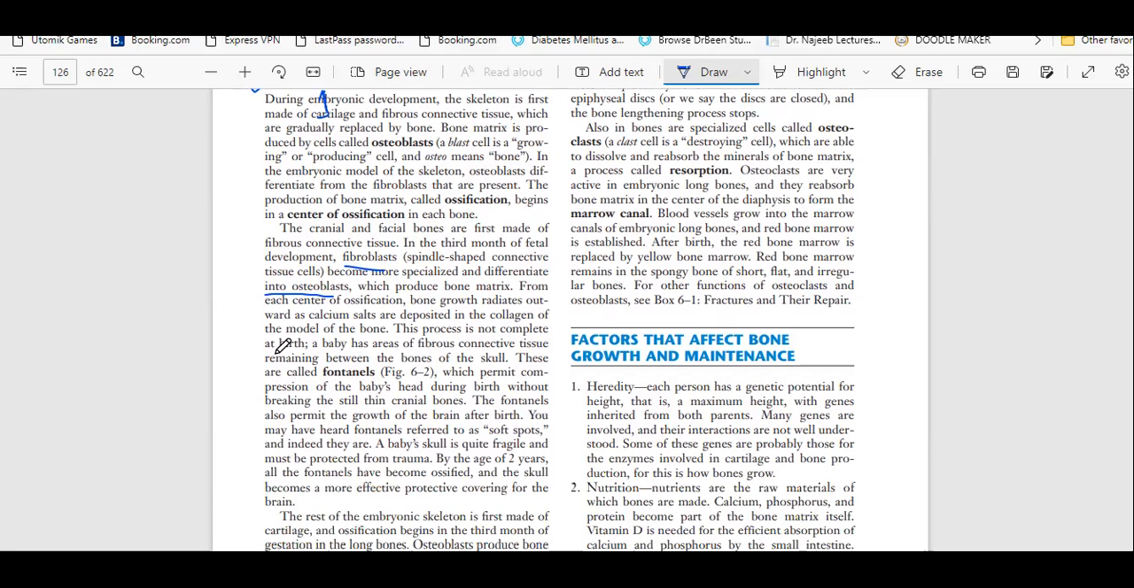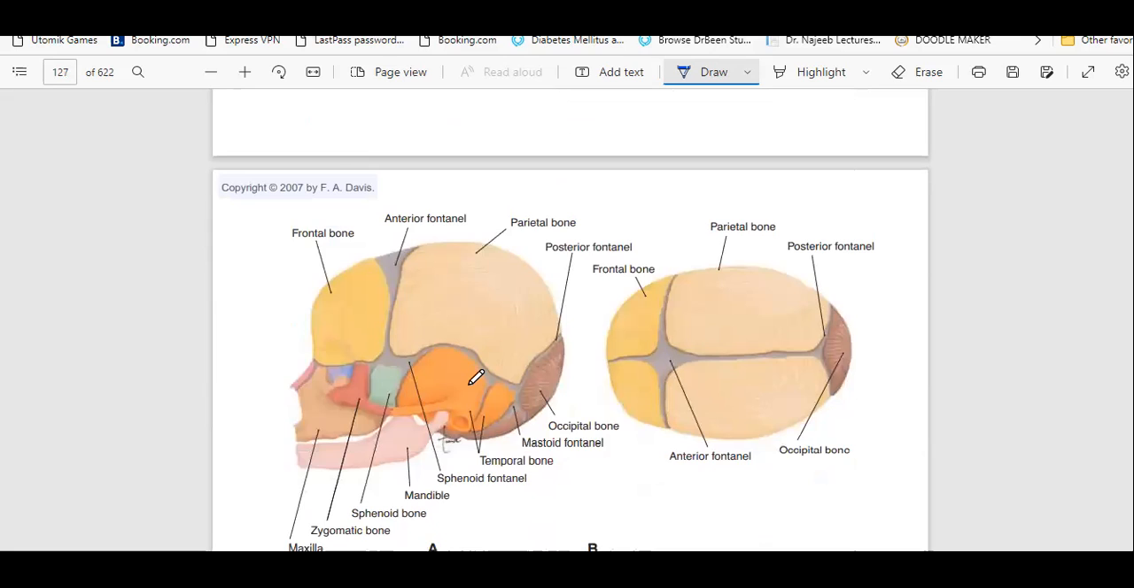After ossification, meaning development of the bone, occurs, this process is not complete at birth. A baby has areas of fibrous connective tissue remaining between the bones of the skull. These are called fontanelles. So we have to carefully see this area because it is not completely developed. Why? This bone is made up completely of bone matrix, but this area is not completely made up of bone. These have cartilages. So when the child grows, gradually this area will connect like this.